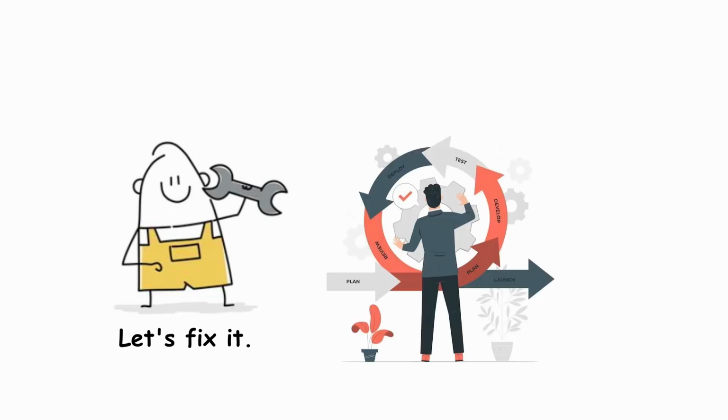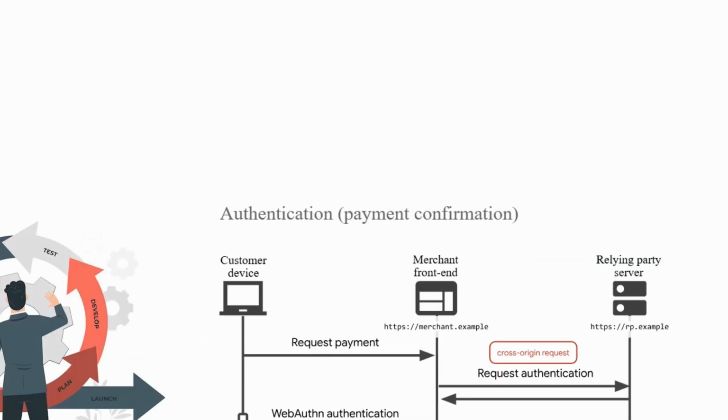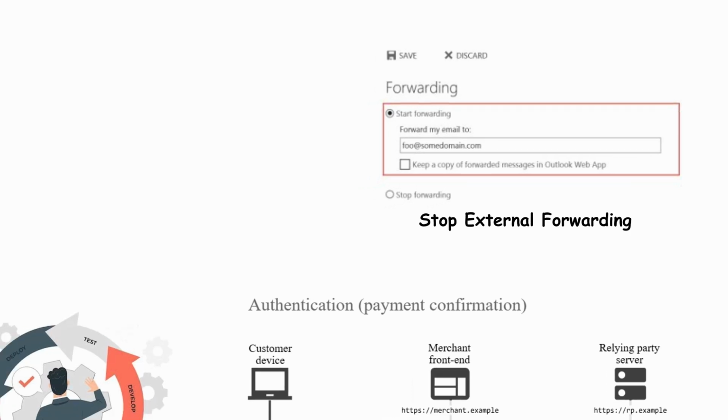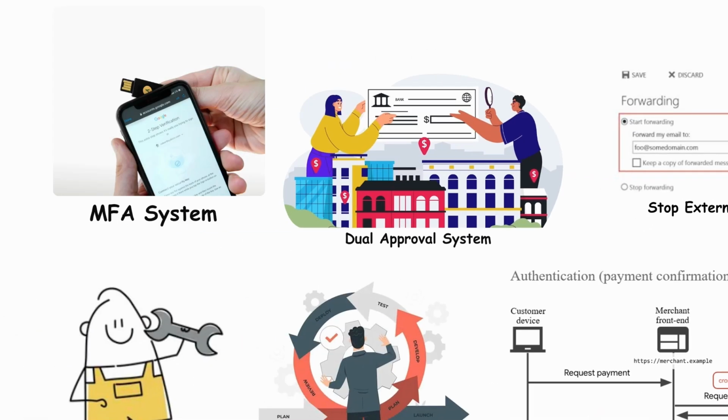Fix it with process, not tech alone. Verify payments on a second channel you already trust. Forbid external auto-forwarding. Require 2 approvers for new or changed payees, and give finance accounts the strongest MFA you have.